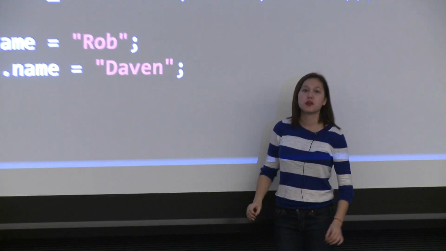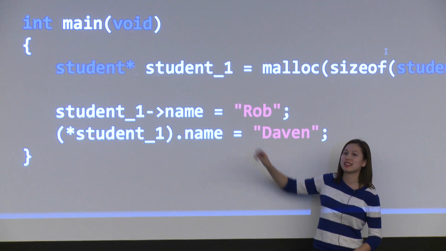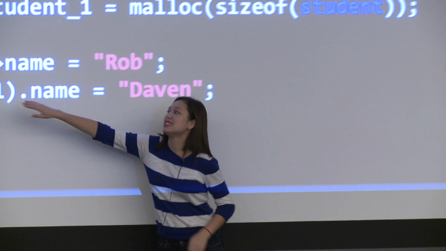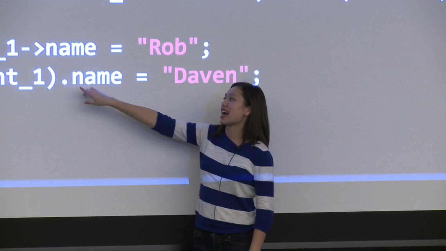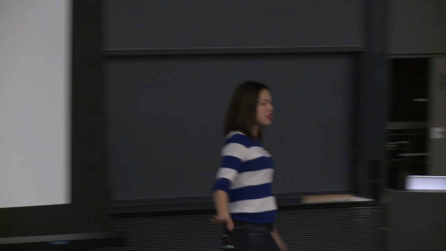So these do exactly the same thing. We're just showing you two different ways to do it. Student1 is now a pointer, so you can access the name element within the struct with an arrow, or you can dereference your pointer and then access it as you normally would. Does that make sense to everyone? If the whole pointer thing is a little confusing, Gabe will talk about that, and then maybe this will make more sense. Yes? How is this different from the previous one?